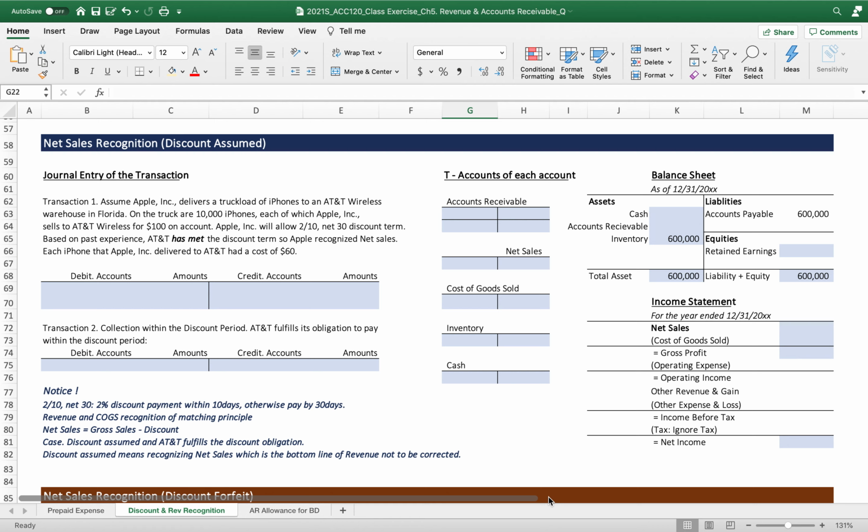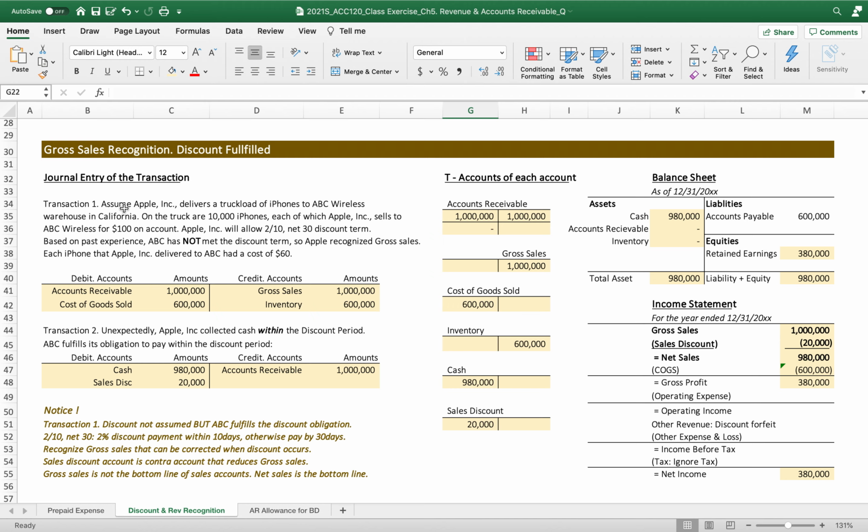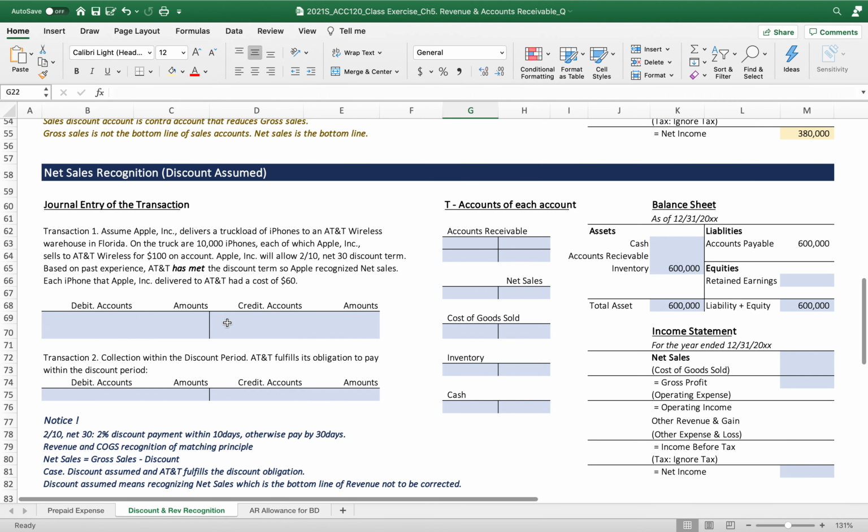Hello students. Unlike the last video clip, this video clip will be discussing net sales recognition with a discount being assumed. The journal entry of the transaction is exactly the same as the previous exercise, except for some transaction partners. Okay, let me read this.